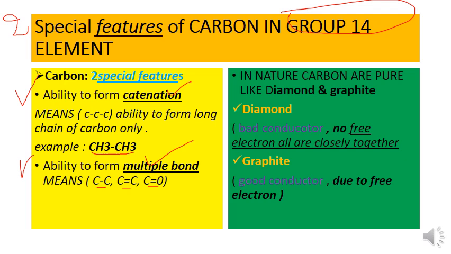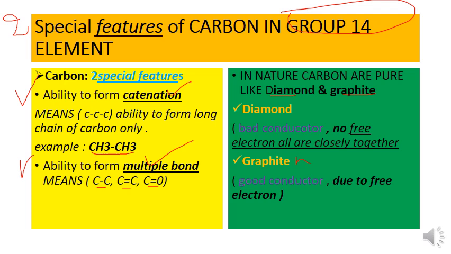Those are the features of carbon. In nature, carbon is found pure, like diamond and graphite. Diamond is a bad conductor due to no free electrons, which means all electrons are closely packed together, whereas graphite is a non-metal but conducts electricity due to free electrons.